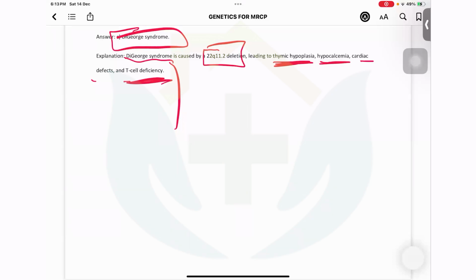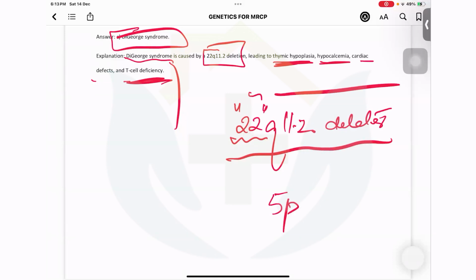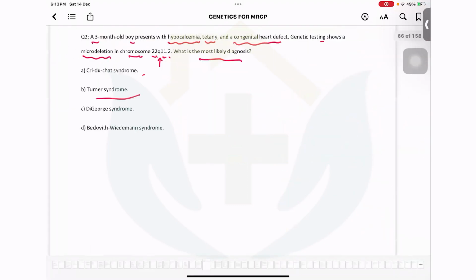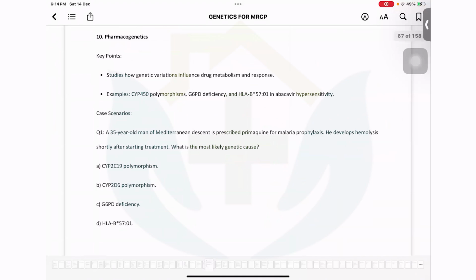DiGeorge syndrome is basically a problem with the long arm of chromosome number 22. In that long arm, 11 segment, second band is deleted. So this is a microdeletion. As far as Cri-du-chat is concerned, it is basically a large deletion on the short arm of chromosome number 5. So that is Cri-du-chat. DiGeorge is 22q11.2 deletion. Is that clear?